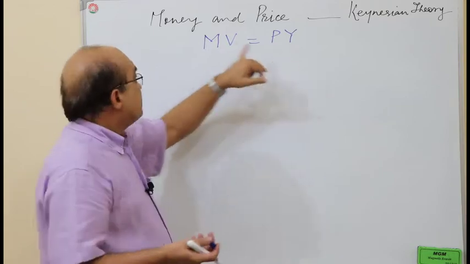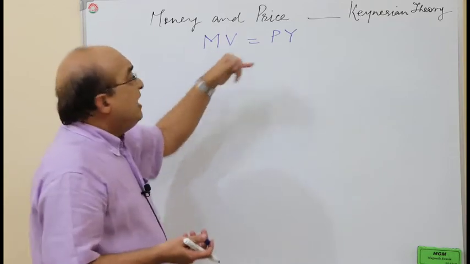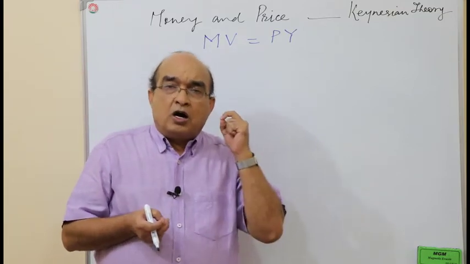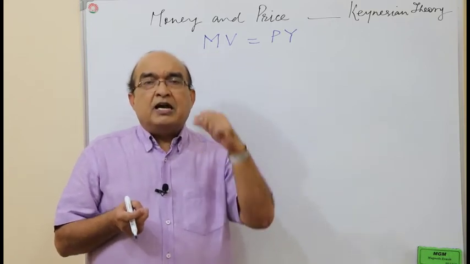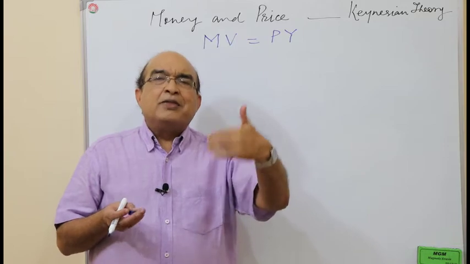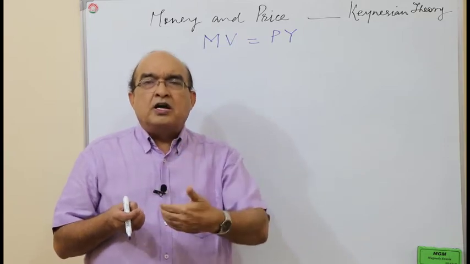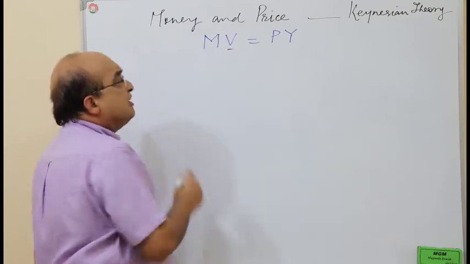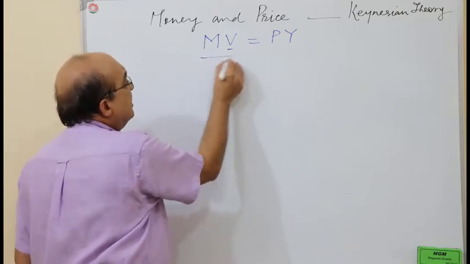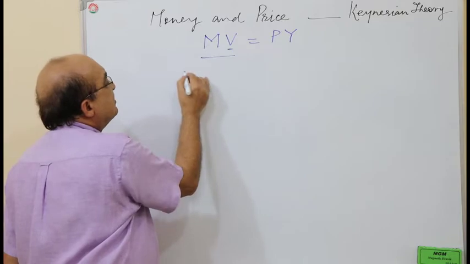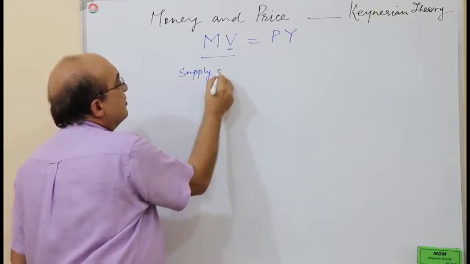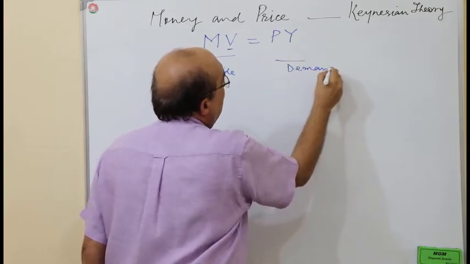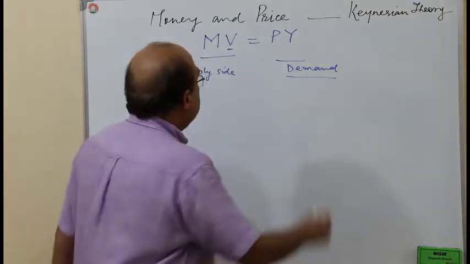P is the general price level, M is the money supply, and V is the velocity of circulation. That is, how many transactions a given unit of money finances. For example, a $100 note, how many transactions does it finance in a given period of time? Okay, so that is velocity of circulation. So if you look at that, we can conclude that this represents the supply side of money, and this represents the demand side, because this will determine as to what amount of money will be demanded. Okay, demand side.